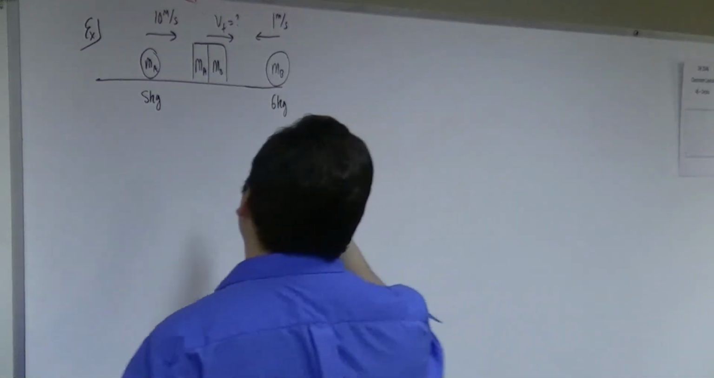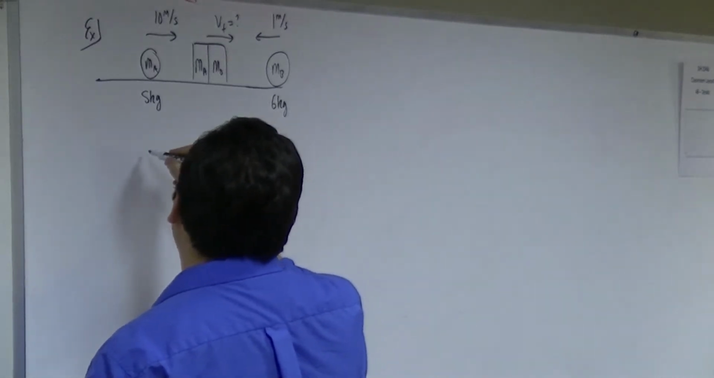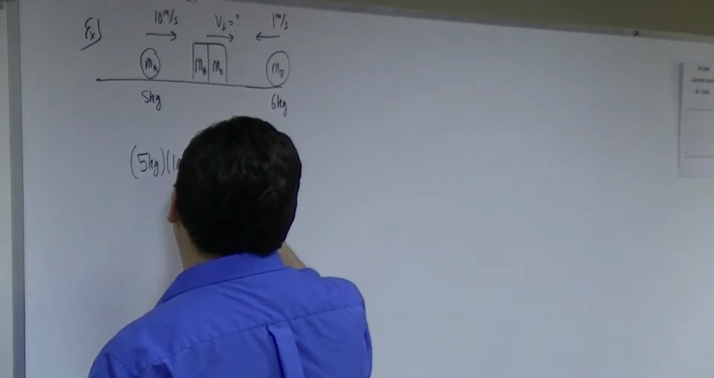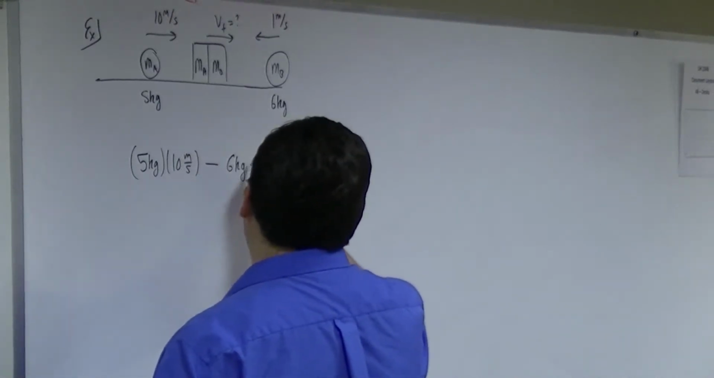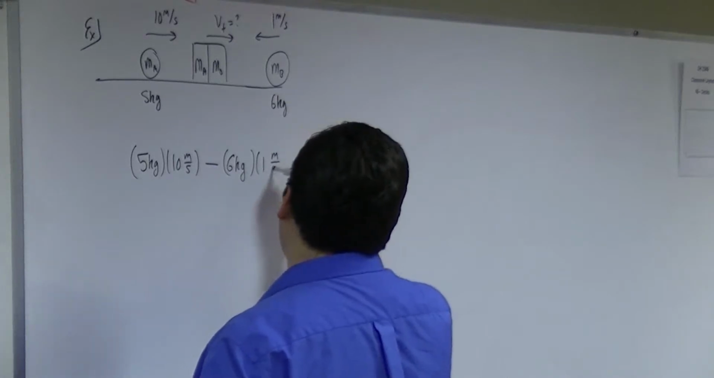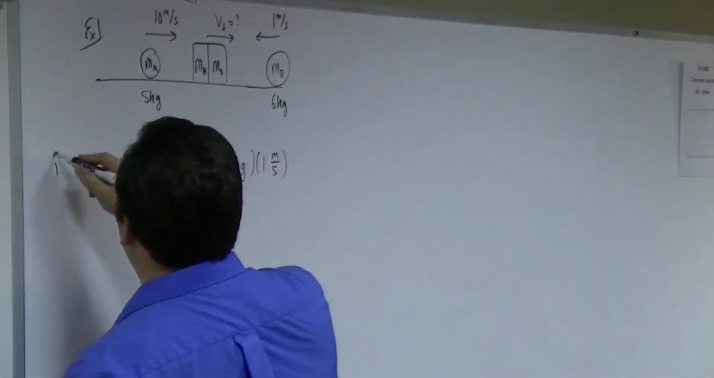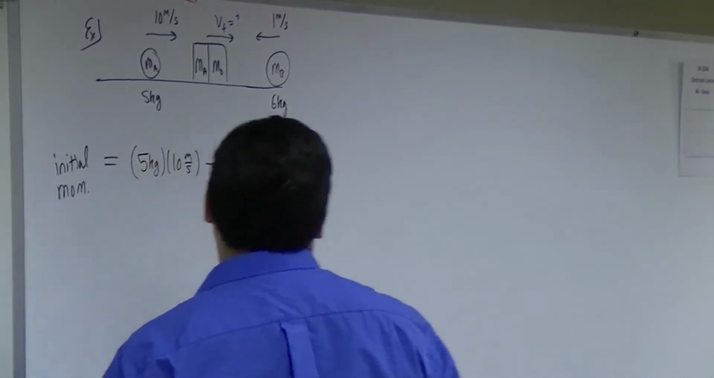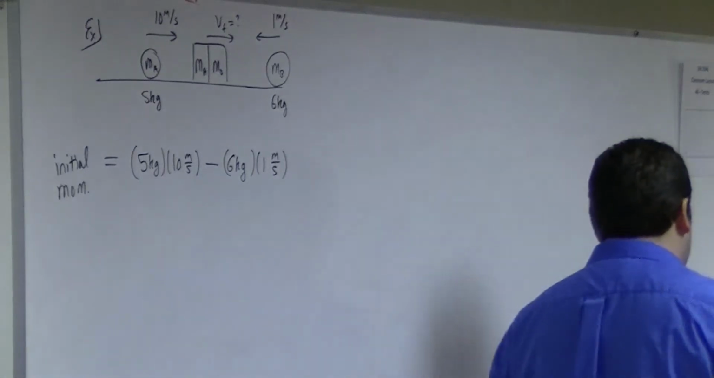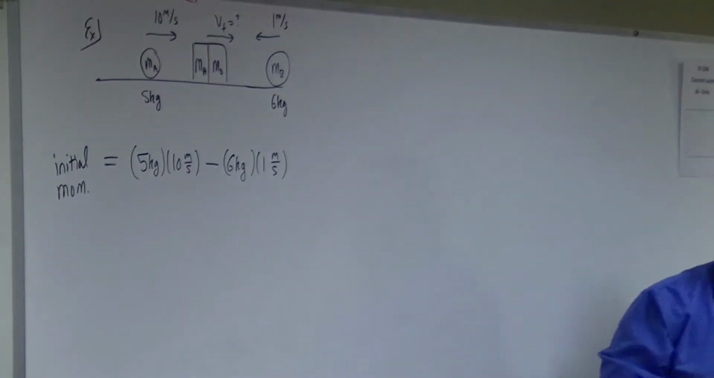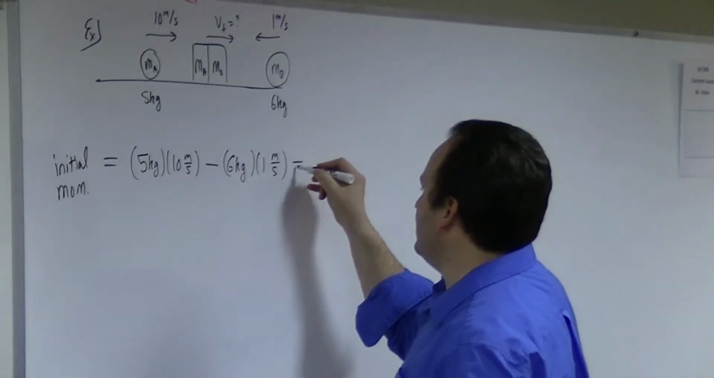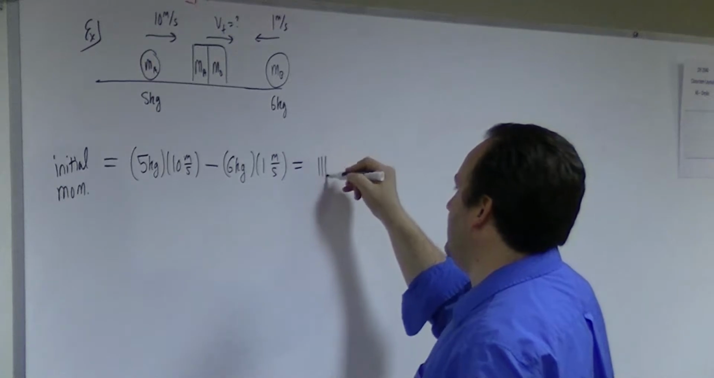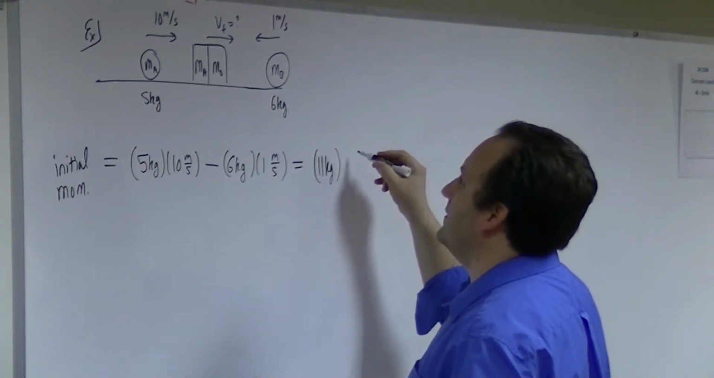Okay, so you've got 5 kilograms times 10 meters per second, minus 6 kilograms times 1 meter per second. This is the initial momentum, right? The right momentum is positive, the left momentum is negative, and then that's going to be equal to the final momentum, right? So you've got MA plus MB, which is 11 kilograms, times VF.